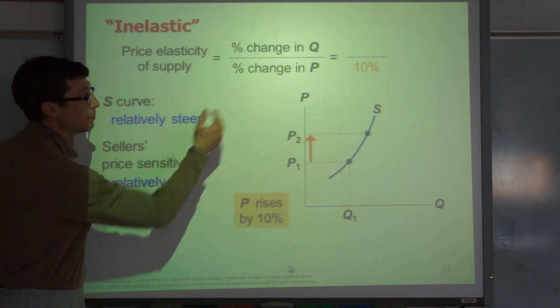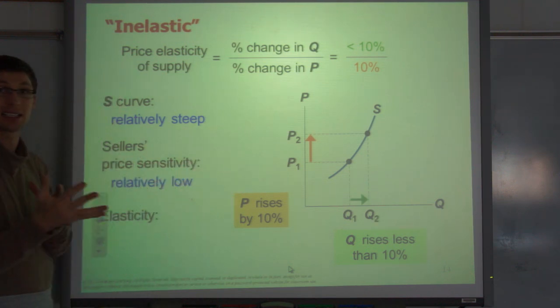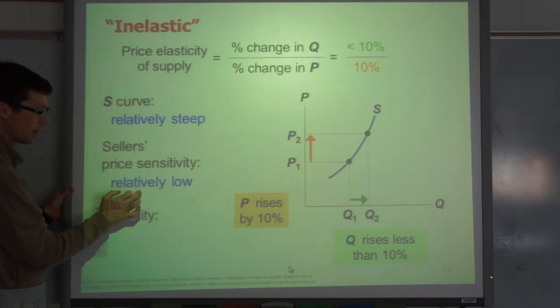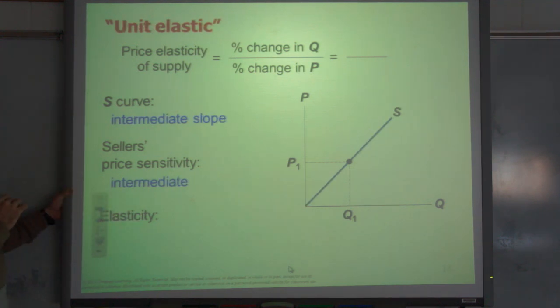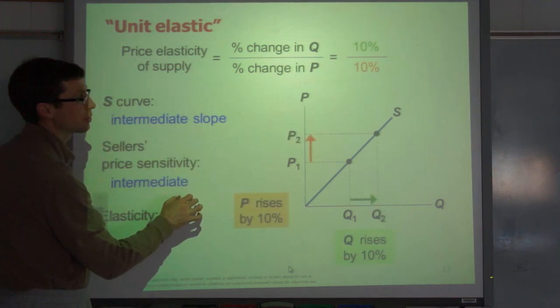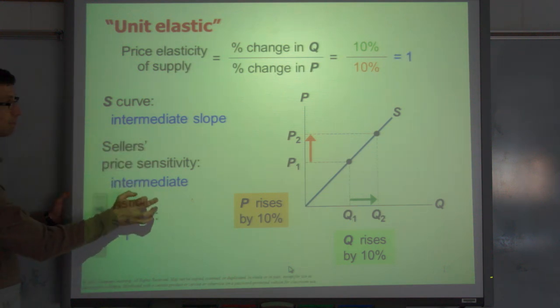We have a 10% increase in price, and we have a less than 10% increase in quantity supplied. We would describe this as relatively inelastic, or producers who are relatively insensitive. An intermediate slope: when we have a 10% rise in price, we get a 10% increase in quantity supplied. That is unit elastic, when it's 1.